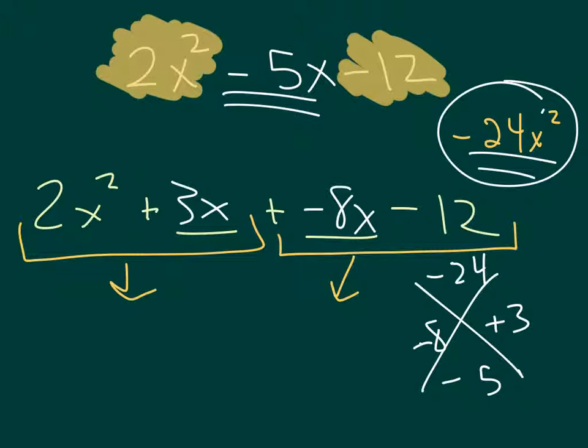So looking at the first two terms, the GCF there is x. If we factor the x out, we get 2x plus 3. From the next two terms, they have a negative in common, and they also have a 4 in common. And if we take that GCF of negative 4 out of those two terms over here, we see that what's left over is 2x plus 3.